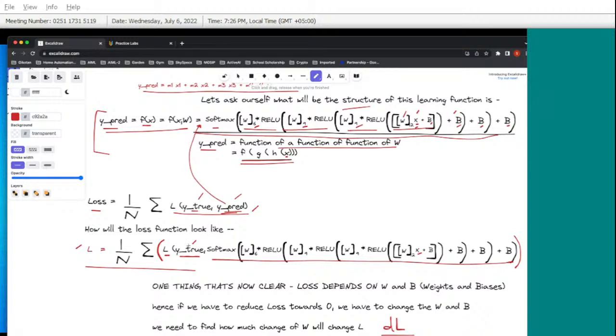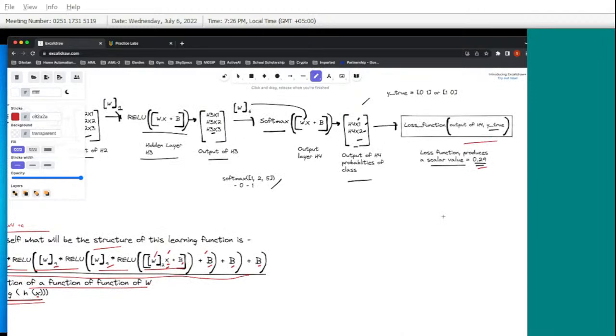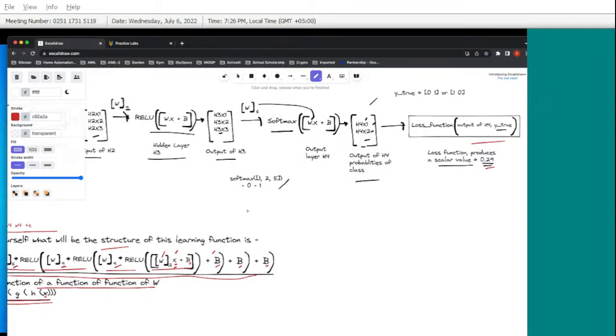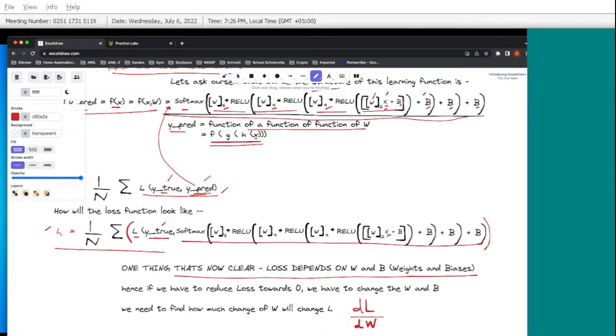So, continuing our same idea that it's a function of w, you can say that loss only depends on w and b. This is the only reason why. What is this value of 0.029 that we got? Why did we get it? Because whatever w and b we have chosen has given us this value. So in other words, loss is nothing but a function of w, weights and biases.